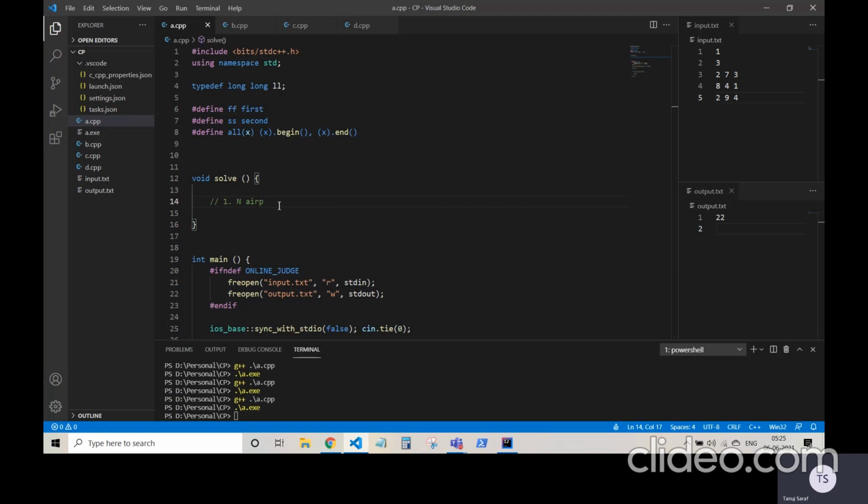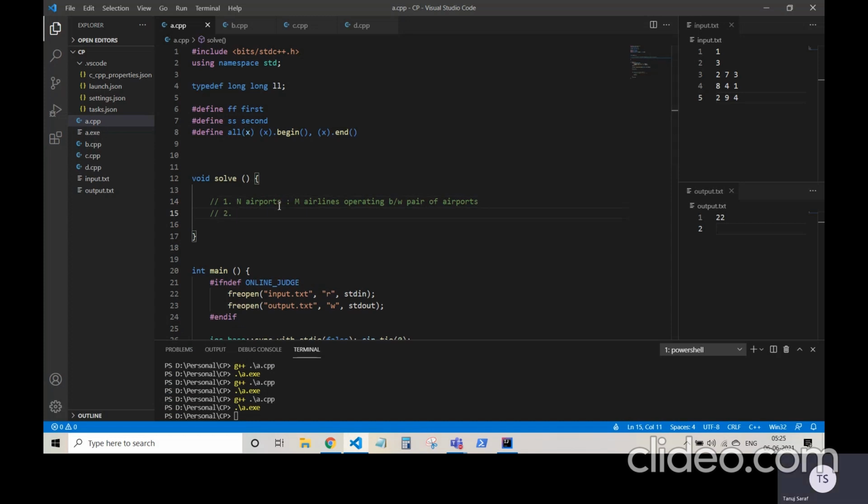We have n airports and airlines operating between two airports, like each one operating between a pair of airports. Bob is the one who's deciding where these airlines are operating to and from, and Alice is the one who's deciding which airport belongs to whom, right? So each airport belongs to either Alice or Bob.